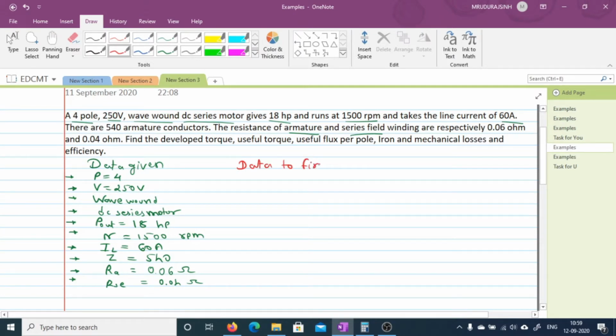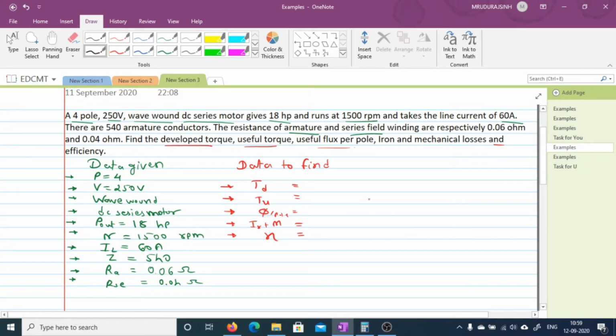Now we need to mention the data to find. And what data do we need to find? Developed torque, TD. The next is useful torque, TU. The next is flux per pole, phi per pole. Iron and mechanical losses, iron plus mechanical losses, and efficiency. So 5 quantities we need to find in this example. Let's begin with the solution.